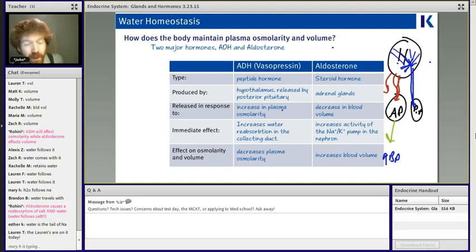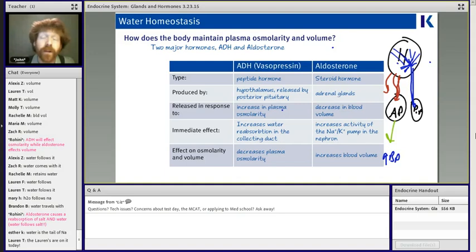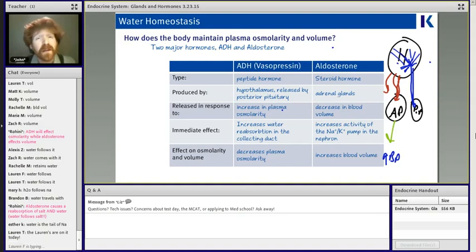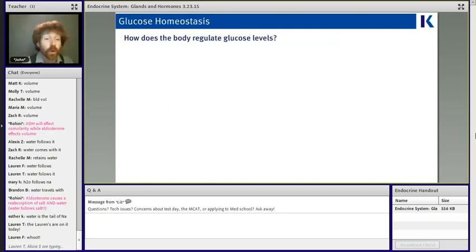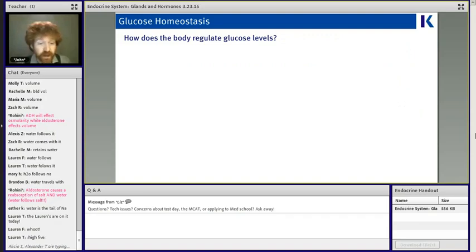So once again, though, I do want to say ADH technically will help with your blood volume a little bit. It will increase your blood volume, but it's only if you're so dehydrated that you're in serious danger. So do be aware ADH does have that same effect, but for the MCAT, you want to think osmolarity first. That's your number one go-to, because it really shouldn't be happening in normal individuals unless you're sickly, dehydrated, and having problems.